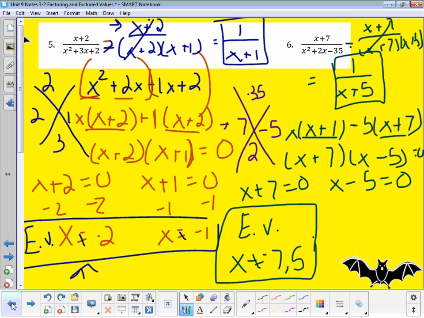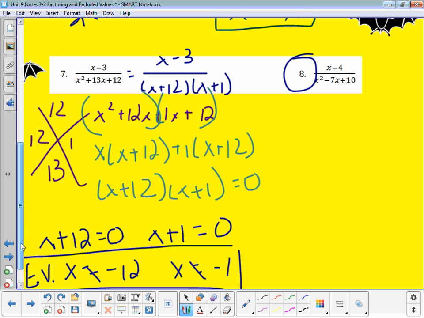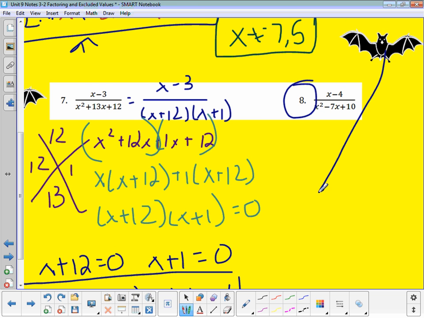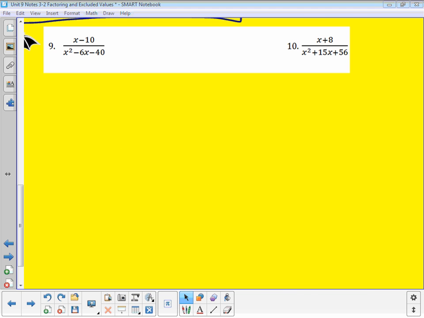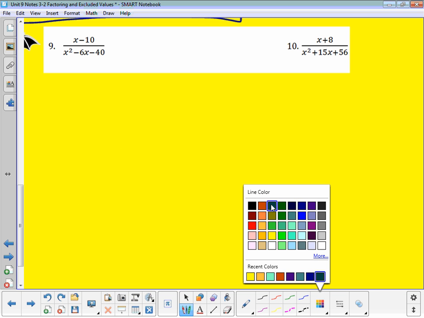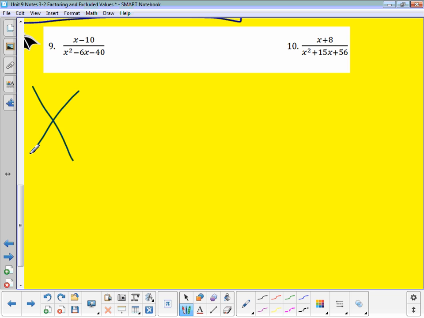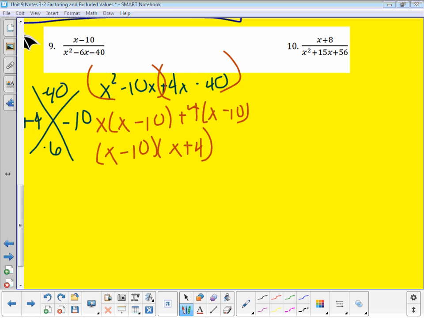Let's take a look at number 9 here together. Okay, taking a look at number 9, let's go ahead and figure that out. So what we're going to do first is factor. We have negative 40 and negative 6. So we have to have a positive and a negative factor. So I'm going to use negative 10 and positive 4. Again, if you're still struggling to see when to use what, go ahead and use a multiplication chart. So finish factoring that for me.